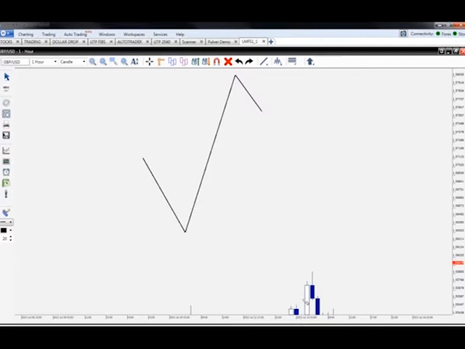Eastern Time. So we're going to be looking for the market to either pull back and form its low and rally up, or we're going to be looking for it to rally up, form its high, and pull back between 2 a.m. Eastern Time and 5 a.m.